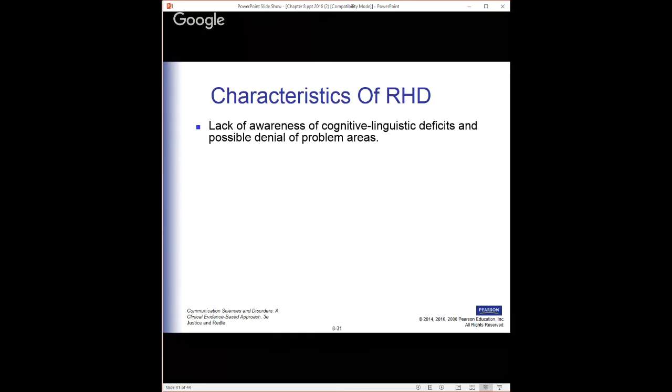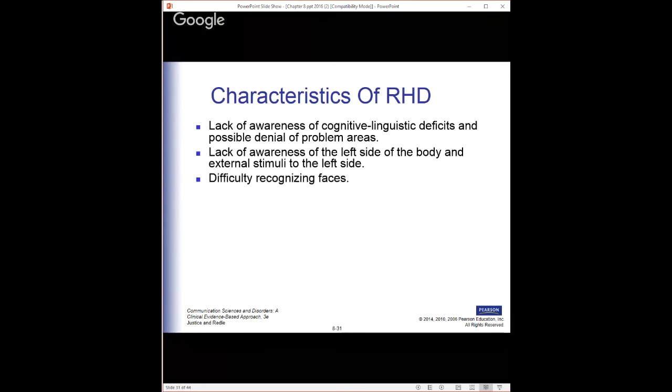Characteristics are a lack of awareness of cognitive linguistic deficits and possible denial of problem areas, a lack of awareness of the left side of the body and external stimuli to the left side, difficulty recognizing faces, even of people that they are in their family. Compromised pragmatics, such as the ability to read other people's cues or recognize others' communication interests, and use physical space and affect appropriately during communication.